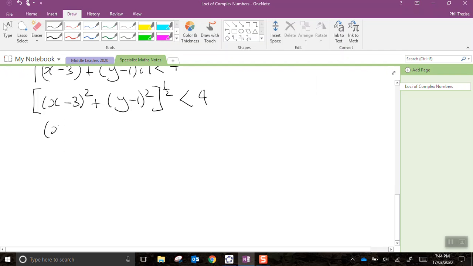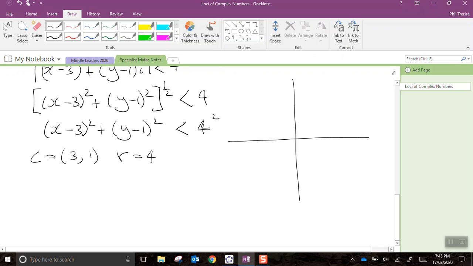Almost there. Now I could put this as 16, or I could write it as 4 squared. I hope you recognise this is the equation of a circle. The centre point of the circle would be at coordinate 3, 1, and the radius of the circle would be 4. So again, we'll get exactly the same result we had last time, of course. The centre point at 3, 1, radius of 4.